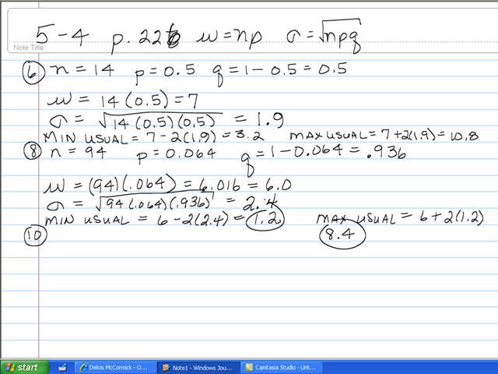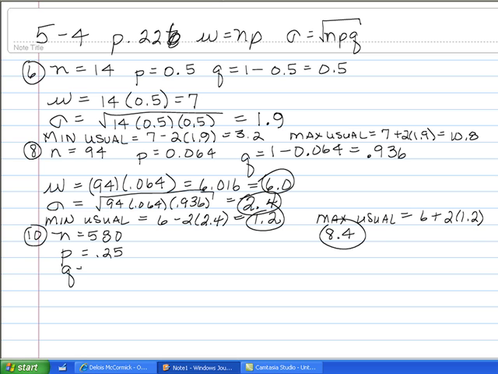Okay, number 10. When Mendel conducted his famous genetics experiments with peas, one sample of offspring consisted of 580 peas. So n is 580. And Mendel theorized that about 25% of them would be yellow. p is 0.25. That means q is 0.75.